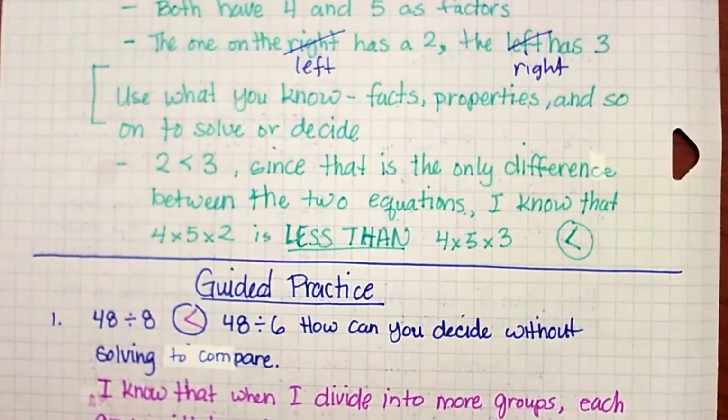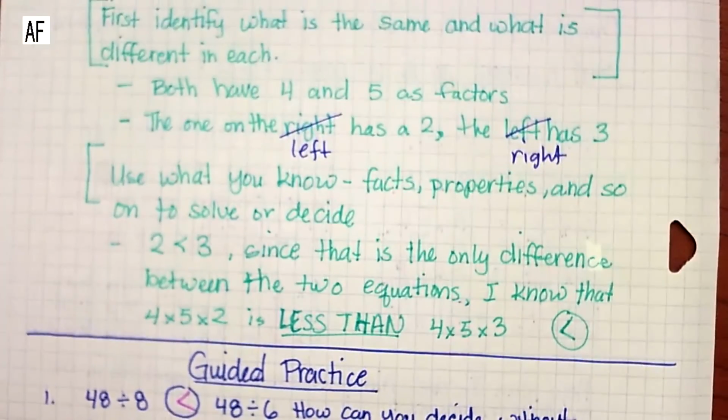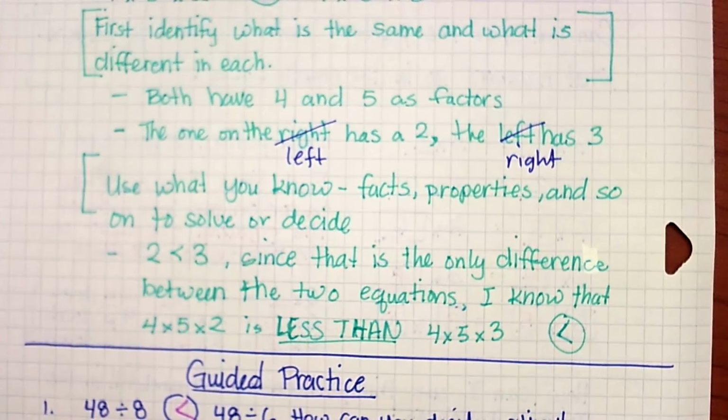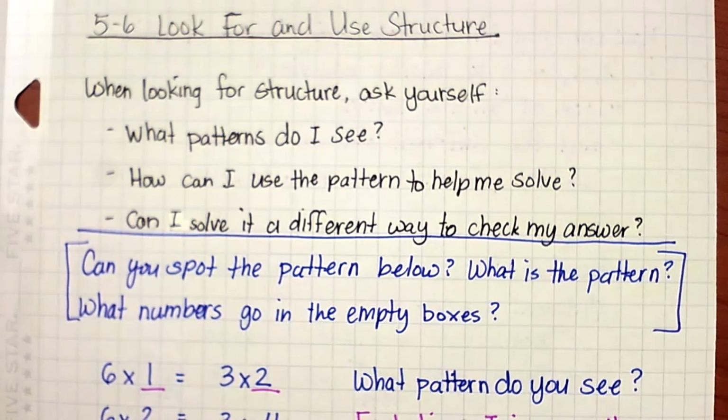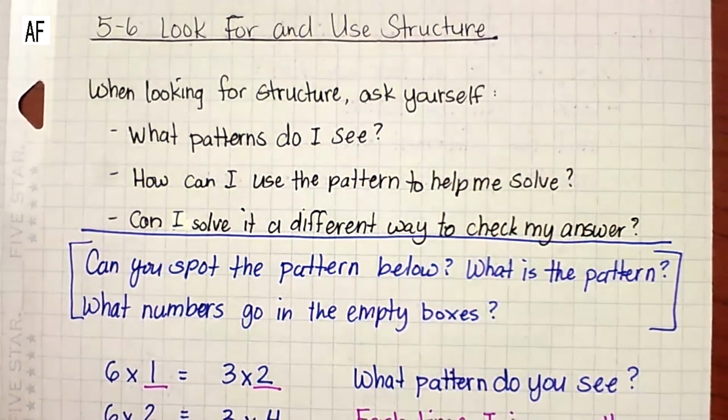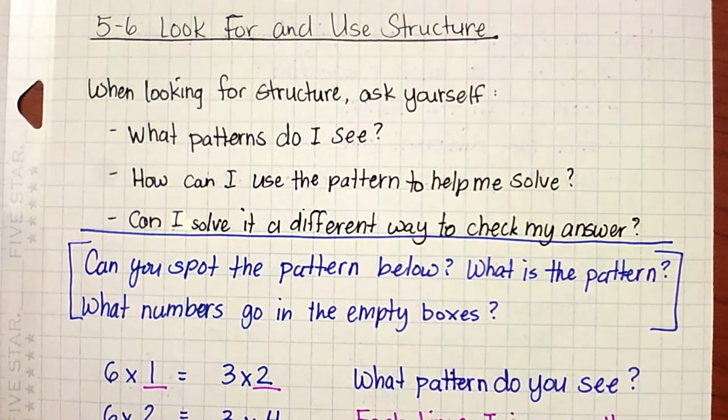That is it for this lesson. Again, this is reviewing properties and strategies that we've talked about before. We're using things that we know to help us solve. Remember, look for patterns, think about how to use those patterns, try to identify different strategies that you've used before, look for properties that you can use, and all of that information together will help you solve these different questions.